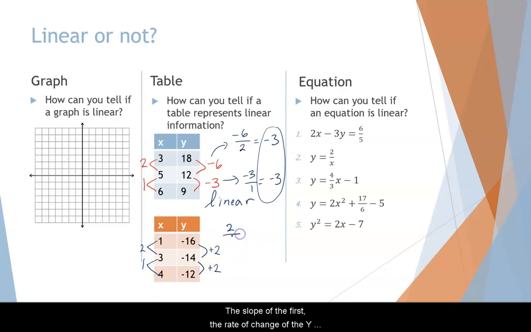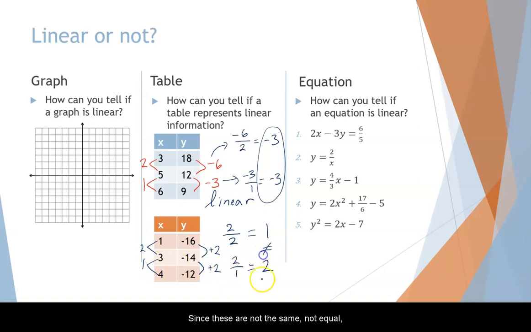The slope of the first, so the rate of change of the y divided by the rate of change of the x, is 2/2, which simplifies to 1. For the second step, the rate of change is 2/1, which simplifies to 2. Since these are not the same, not equal, this is not a linear function.